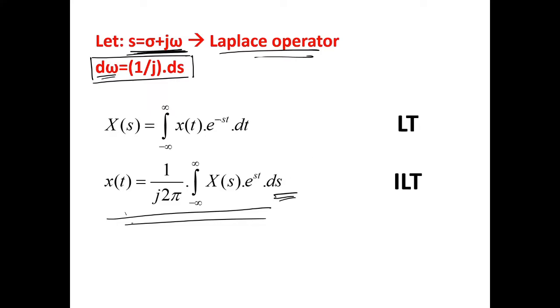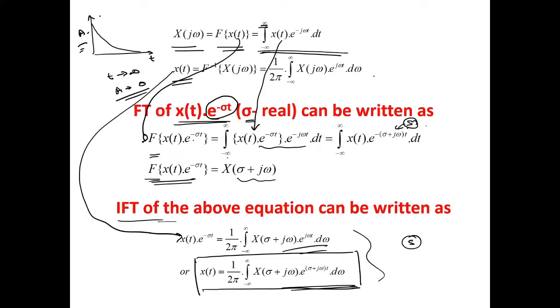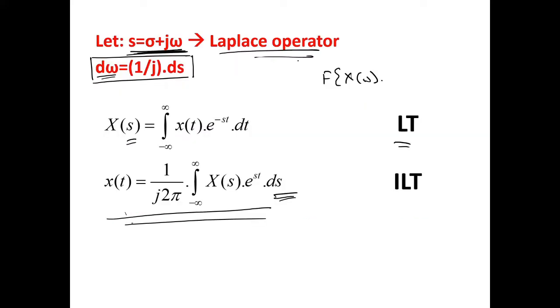Whereas for the Laplace transform, we change the value of X of omega, x(t) into e to the power minus j omega t. If we replace this with X of s, then by changing that we get the Laplace transform and the inverse Laplace transform equation.